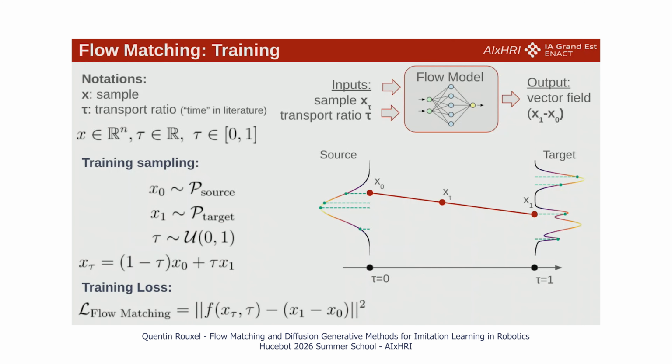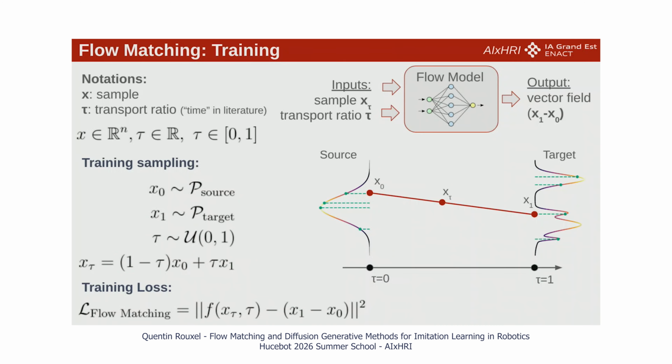one of them. And when we have these 2 points, we will create a straight line between the two by using this very simple interpolation, and we select one point in the middle. So we select one transport ratio between 0 and 1. We take the straight line between the 2 points, and we select this middle point.